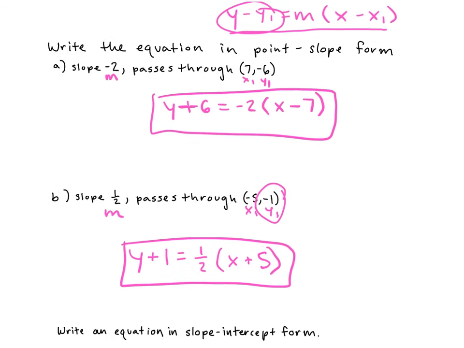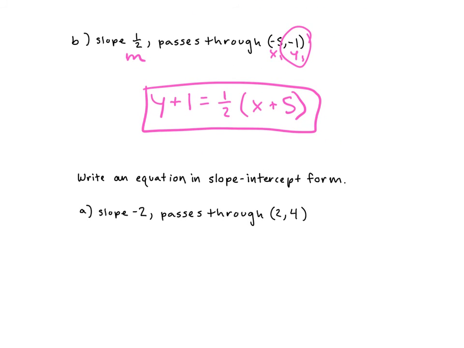All right, let's go to the next. We need to write an equation in slope-intercept form. So here it gives us the slope, and it passes through a point. So since it gives us a point and slope, we plug it into point slope form, and then we need to put it into slope-intercept form. So we have y minus y1, which is 4, is equal to our slope, so -2, times x minus x1, which is 2.